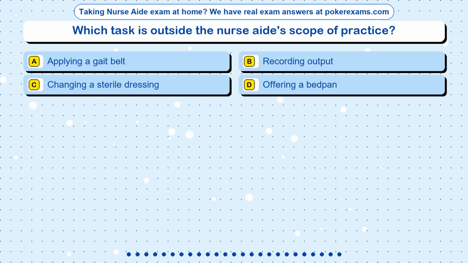Option A. Applying a gait belt. Option B. Recording output. Option C. Changing a sterile dressing. Option D. Offering a bedpan.